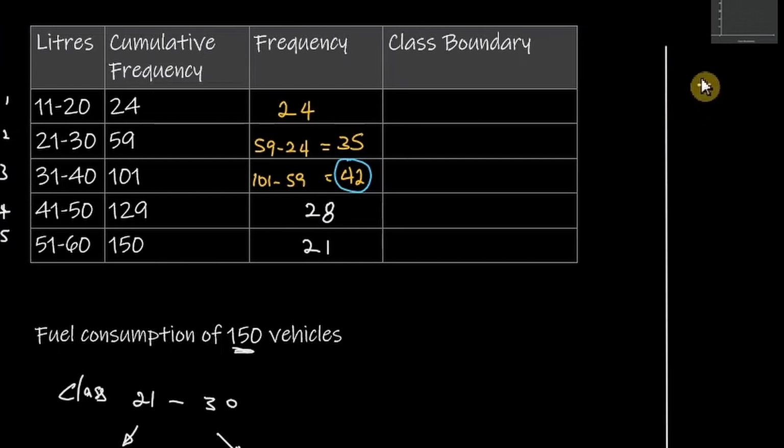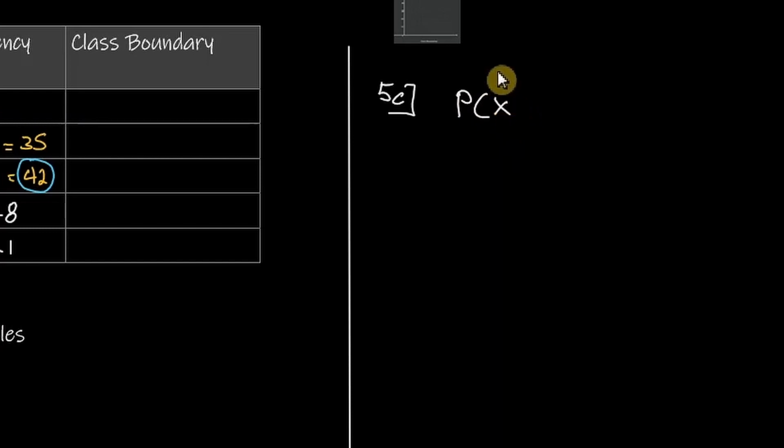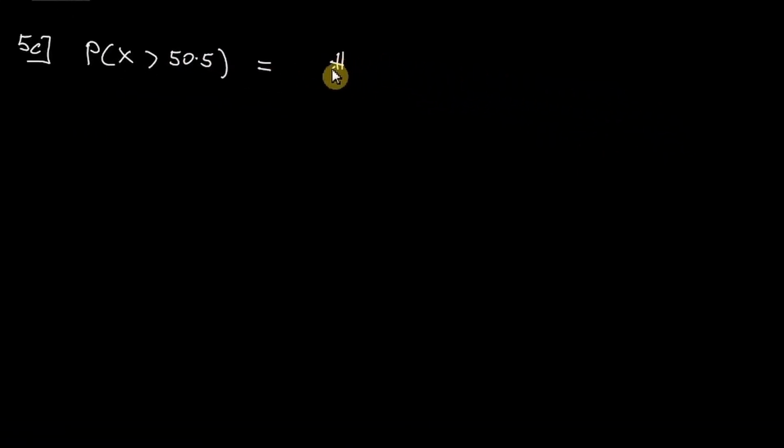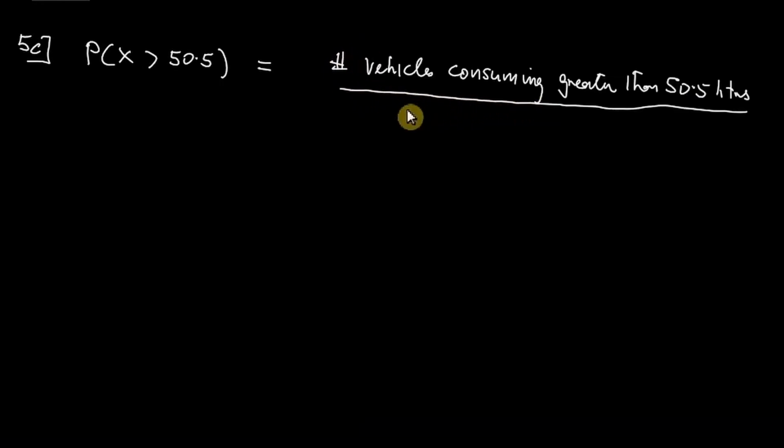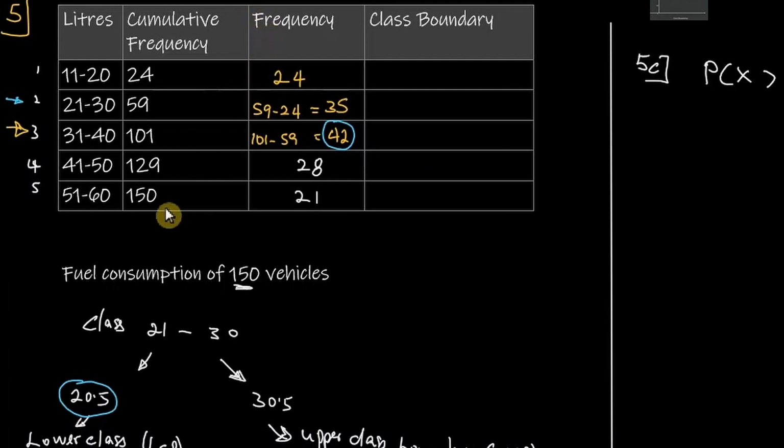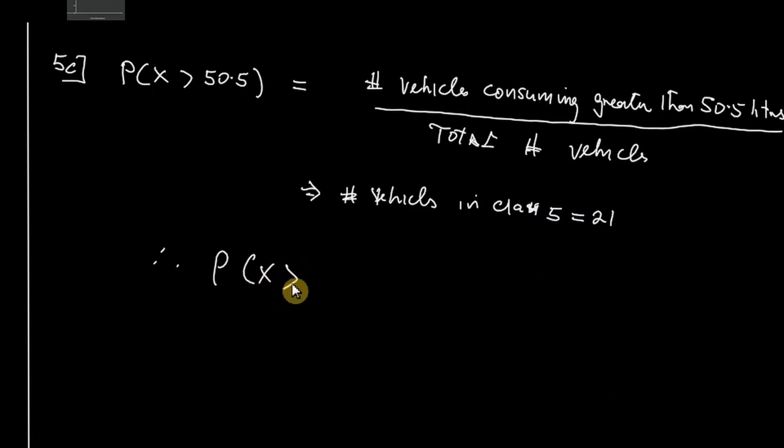So in 5C, we're asked to determine the probability that a randomly chosen vehicle consumed more than 50.5 liters. And that will be equal to the number of vehicles consuming more than 50.5 liters over the total number of vehicles. So let us determine the number of vehicles that consumed greater than 50.5 liters. If we look at our frequency distribution, we note that in class 5, between 51 and 60, the class boundaries would tell us that each vehicle consumed more than 50.5 liters. That's the lower class boundary for this class. And in class 5, there are 21 vehicles. Therefore, the probability that a vehicle consumed more than 50.5 liters would be the total number of vehicles in class 5, which would be 21, over the total number of vehicles, which would be 150. And we could simplify to give 7 over 50.